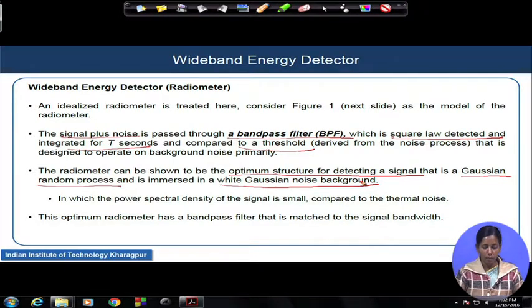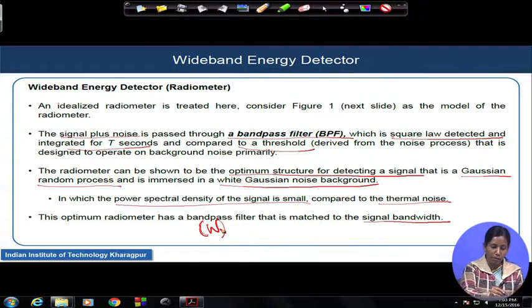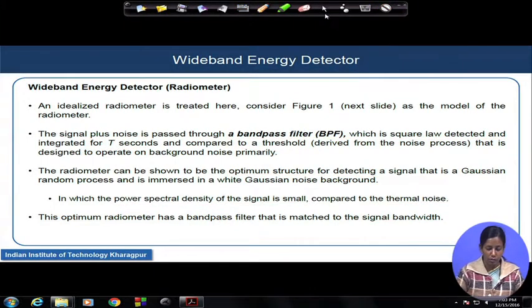And also remember, when this Gaussian random process assumption is being made, the power spectral density of the signal will be small compared to the thermal noise. That is another assumption underlying this detection process. So, this optimum radiometer has a band pass filter that is matched to the signal bandwidth. This filter also has a bandwidth of W, and it will be matching the signal bandwidth, as I have also mentioned.